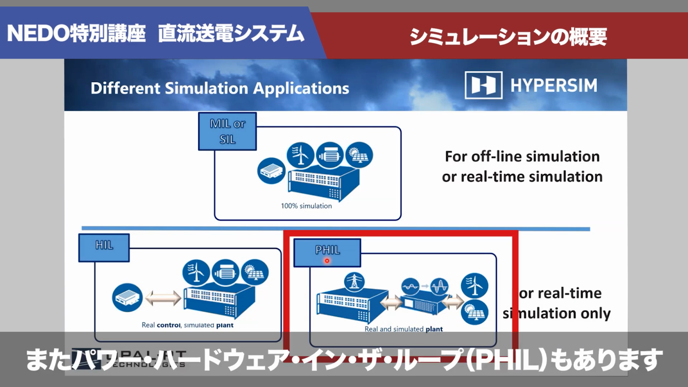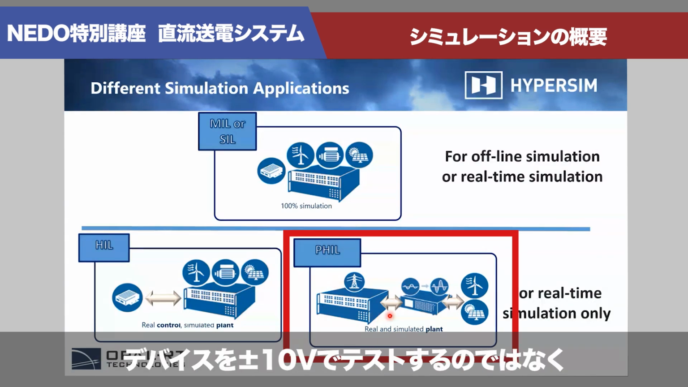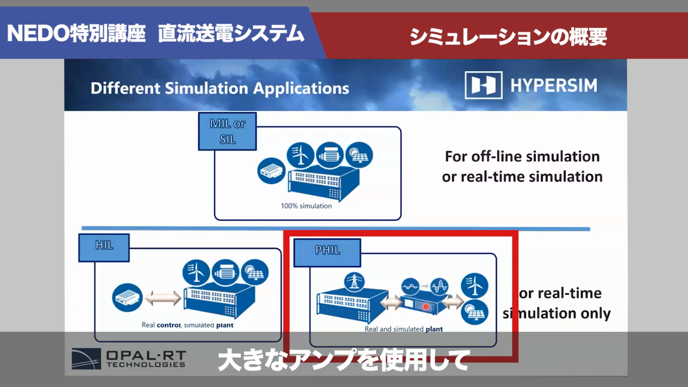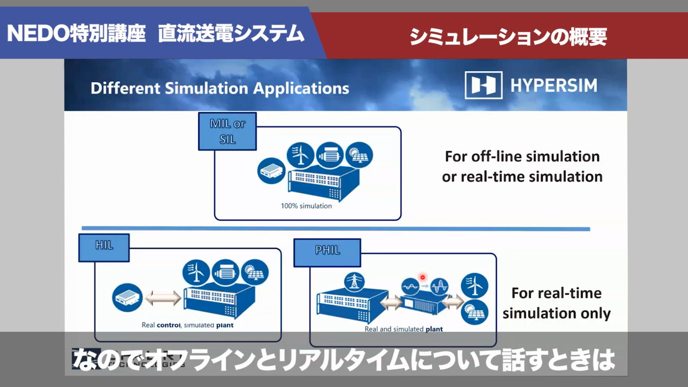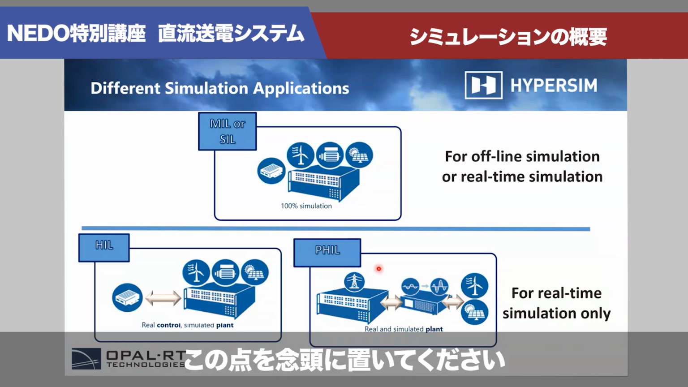And we have PHIL, for power hardware in the loop, which is exactly the same thing, except that instead of testing a device at plus or minus 10 volts, here you have a big amplifier, and you can test devices at hundreds of kilowatts or even megawatt cases. So please keep this in mind when I talk about offline simulation and real-time simulation.